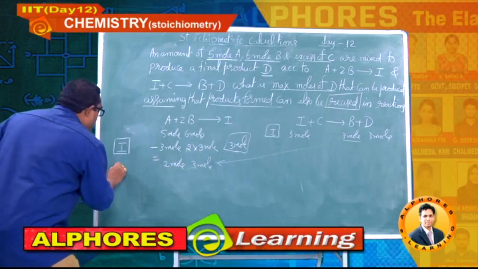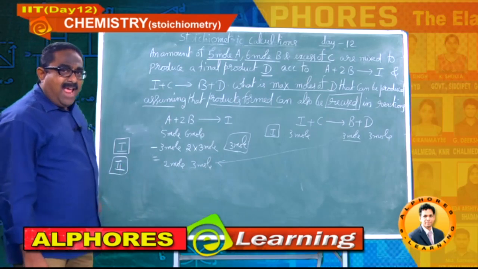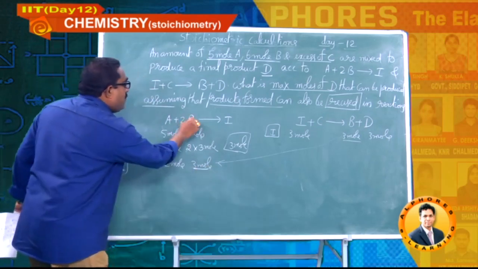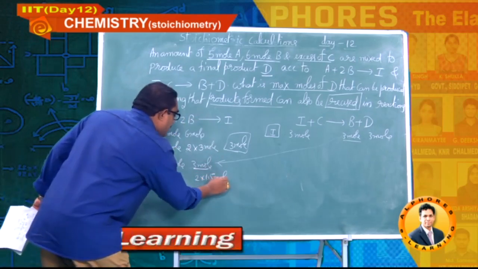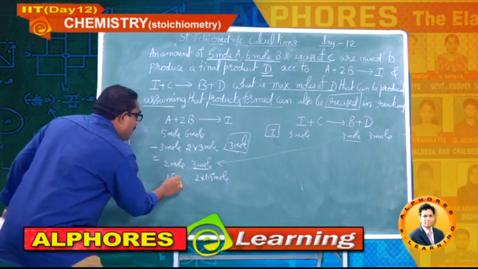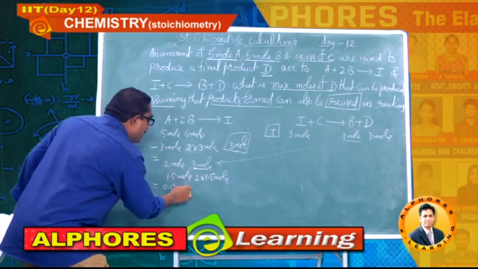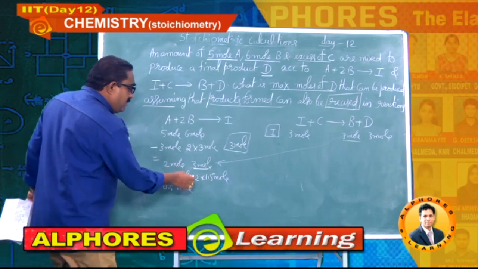Now I am going for second step, students. Again take the same approach, students. Make 3 as 2 parts. 2 into 1.5 mole. Here requirement is 1.5 mole. Here left will be 0.5 mole. Here 1.5.